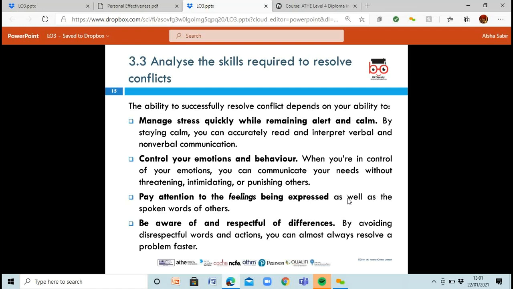So overall, before we go into 3.4: manage your stress quickly. Make sure you're alert and calm. Control your own emotions and behavior. Pay attention to other people's feelings that are being expressed, and be respectful of differences. So that's an overview of 3.3.